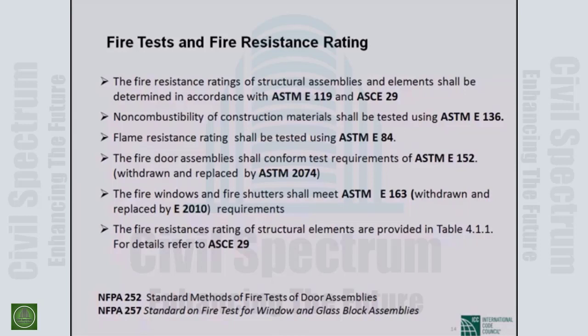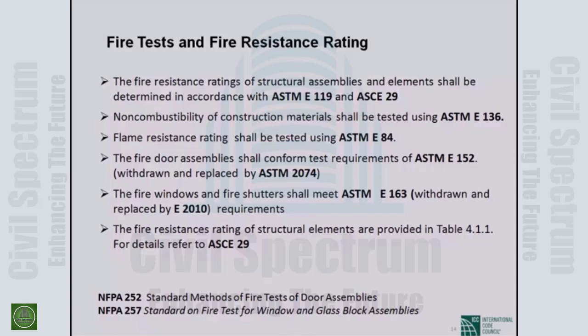Another thing is ASTM E152, actually, which is replaced by ASTM E2074, but in the BNBC, ASTM E152 is referred. The modified or replaced one is not referred. So if you like to read now, you have to read the ASTM E2074. This is how fire door or windows are tested.